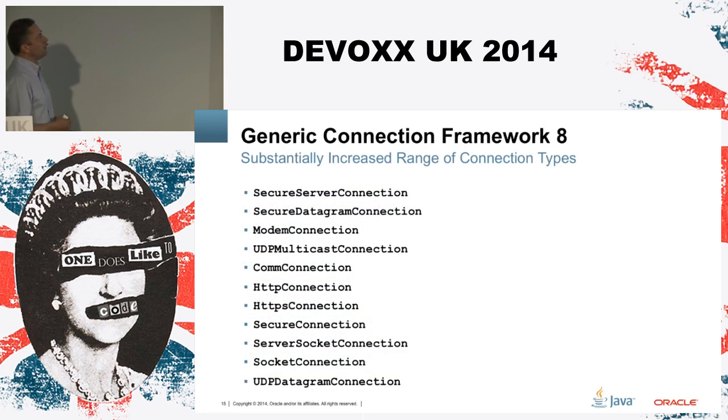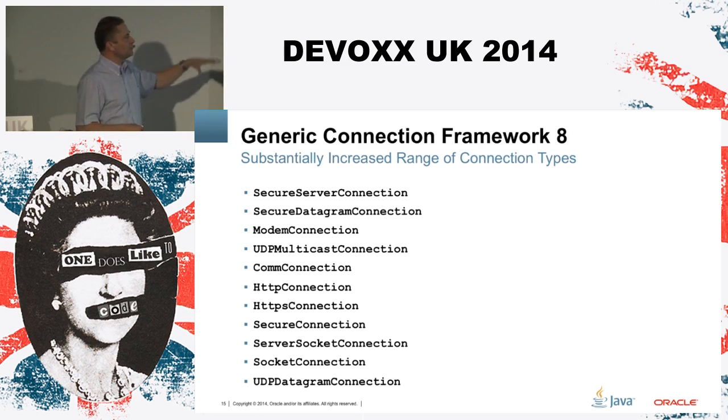So the generic connection framework, this is the way that we do I/O in Java ME. Rather than having a lot of these different ways of doing input and output and all of the libraries that you have in Java SE, we've tried to provide a simple, basic idea of a connection framework and then different types of connections that handle the different interfaces on top of that.